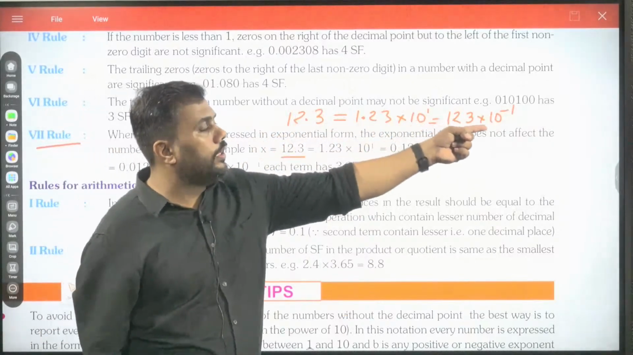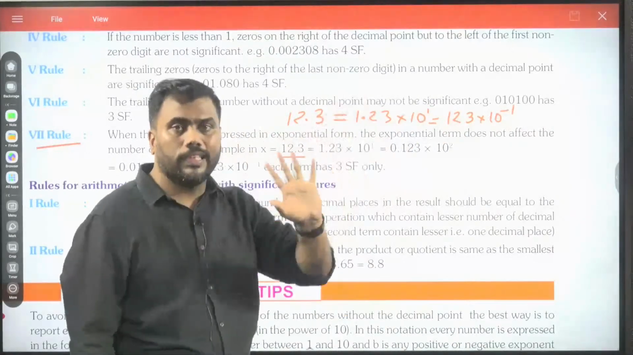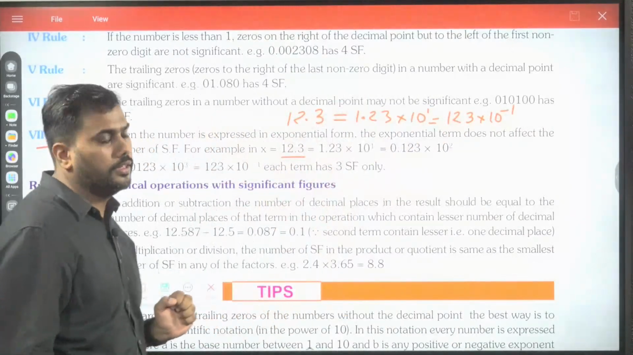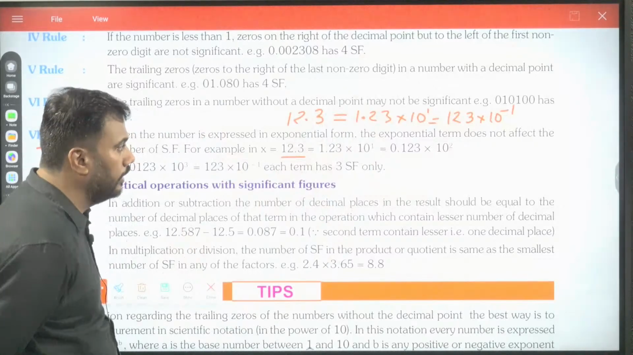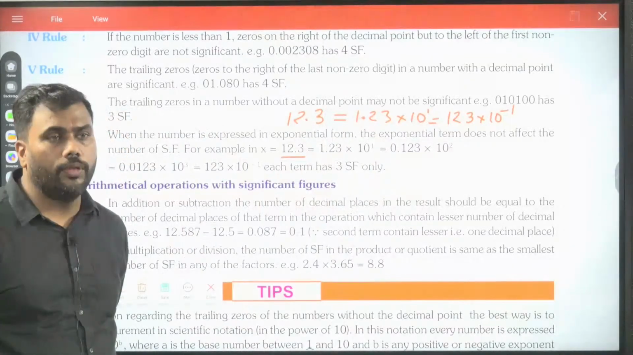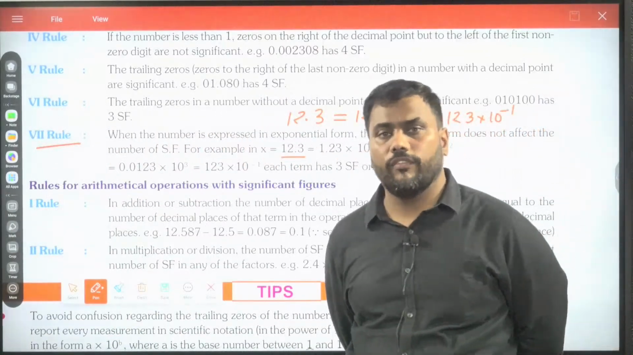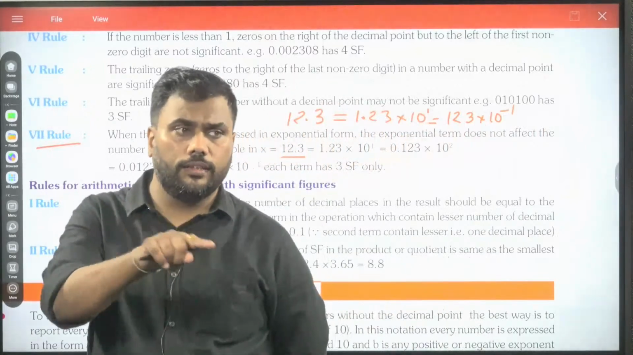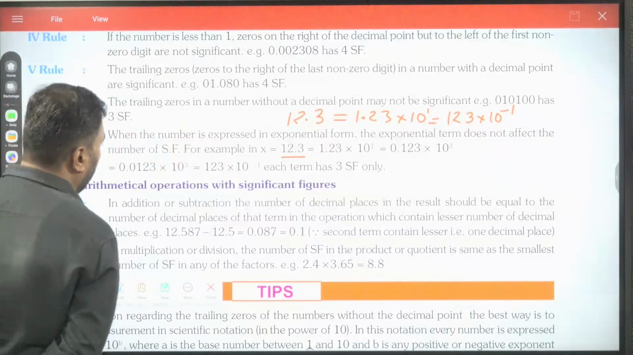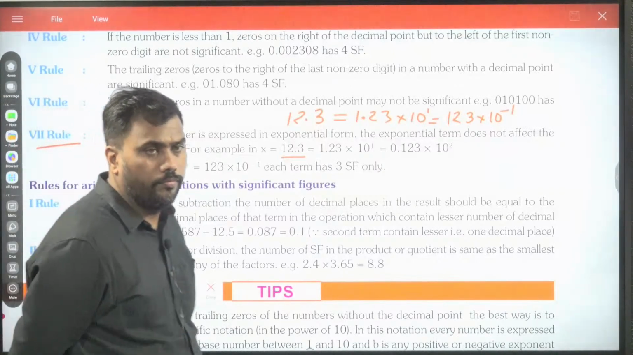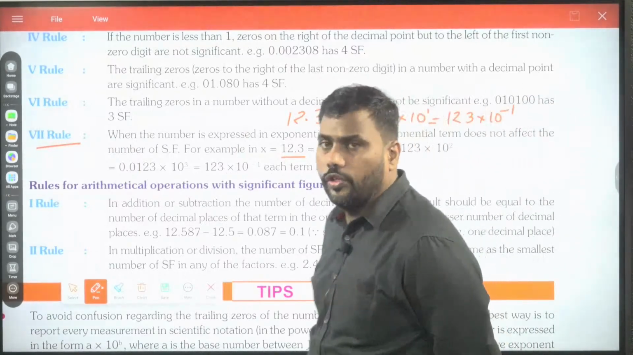All these three numbers have only three significant digits. By changing the power of 10, the number of significant digits does not change. Is this point clear? In exponent formats, if you change the power of 10 by jumping the point, the number of significant digits should not change. Clear? Very good.